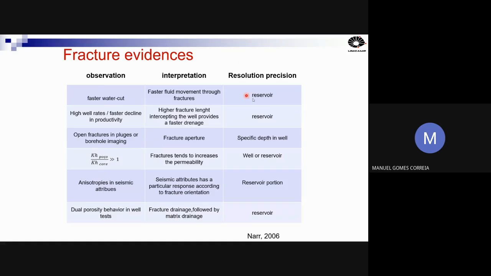The table also shows the precision and resolution. We can see that the anisotropies in seismic attributes are visible only in a portion of a reservoir. You can see the open fractures, normally related to a resolution that comes from well logs. So this is a table that helps to quantify the uncertainty that we have in fracture distribution. Okay.